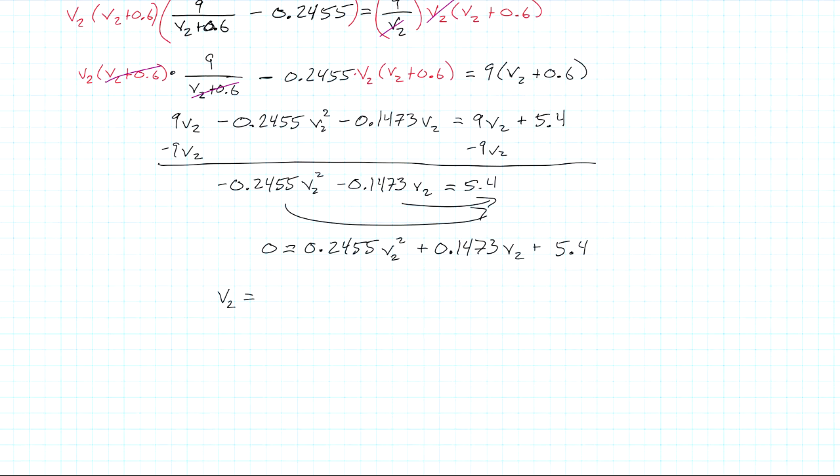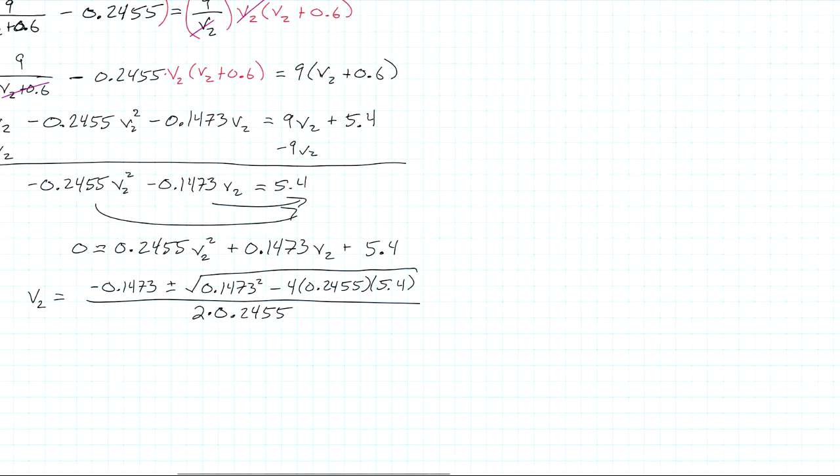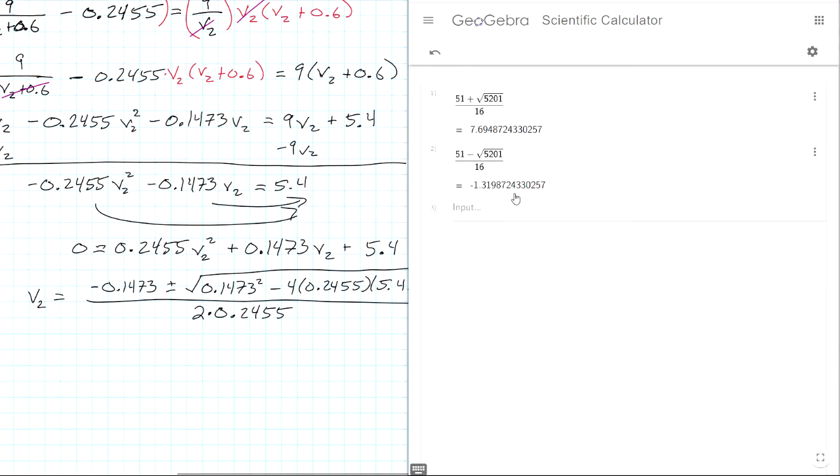V2 is going to equal negative b, negative 0.1473, plus or minus the square root of b squared, 0.1473 squared, minus 4 times a, 0.2455, times c, 5.4. Close up our square root, and then this will all be over 2 times a, 2 times 0.2455. I'll just go ahead and plug this into a calculator. I've got that pulled up right here.